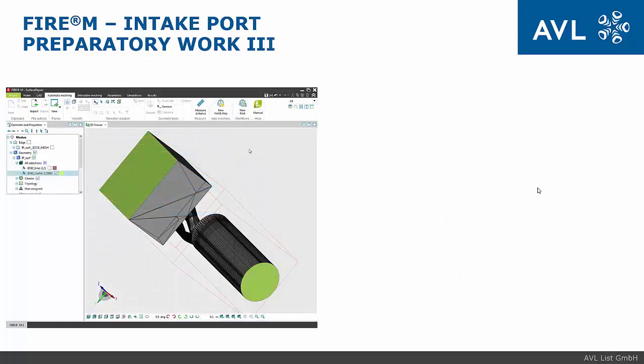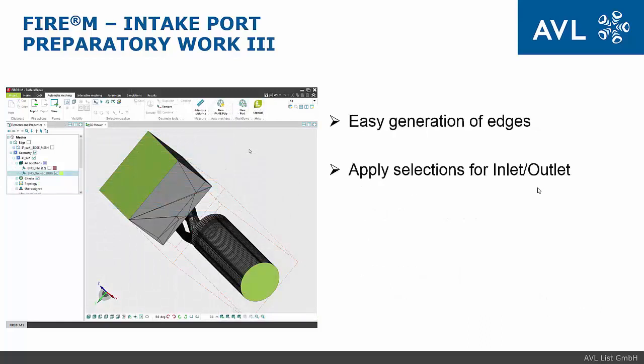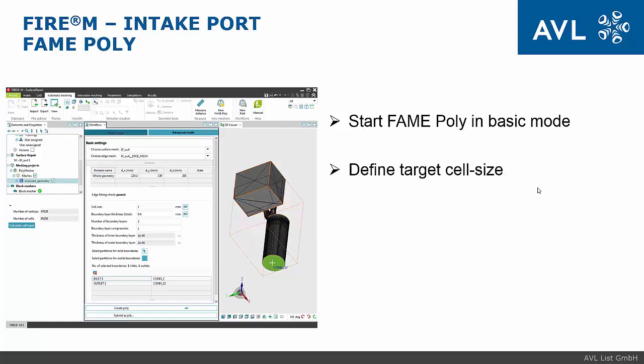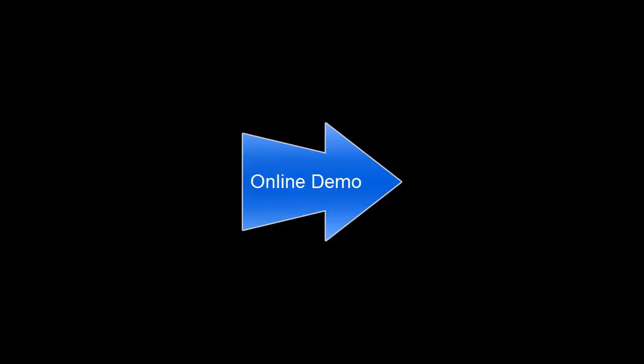Furthermore, we will learn in this session how easy it is to generate edges, how to apply selections for inlet and outlet. We will also start the FIRE M polymesher in basic mode. We define a target cell size, a boundary layer, and we specify the inlet and the outlet. And now it's time to switch to the online demo.